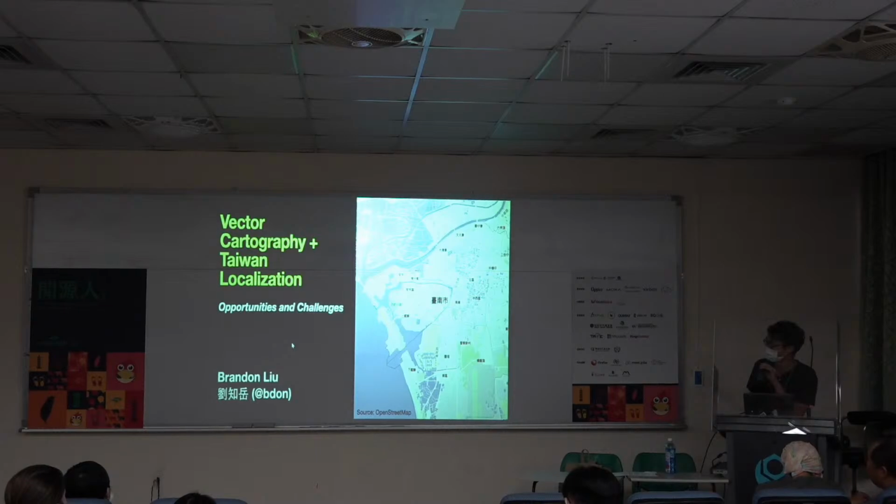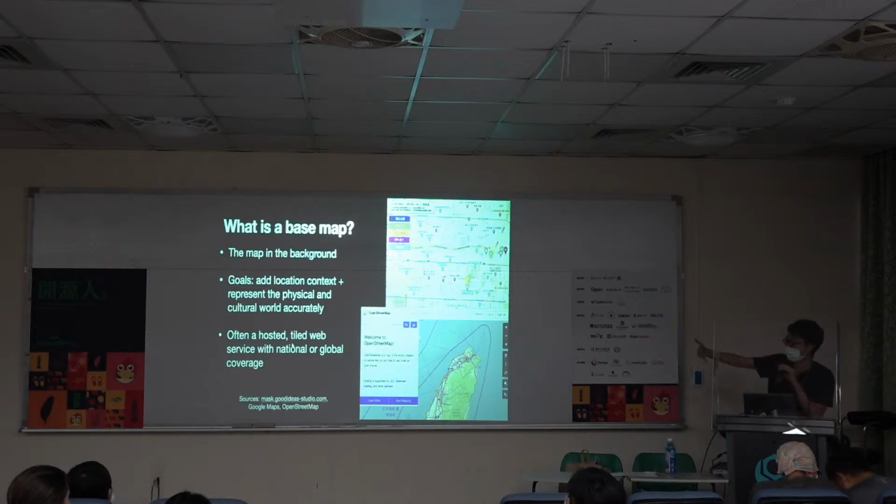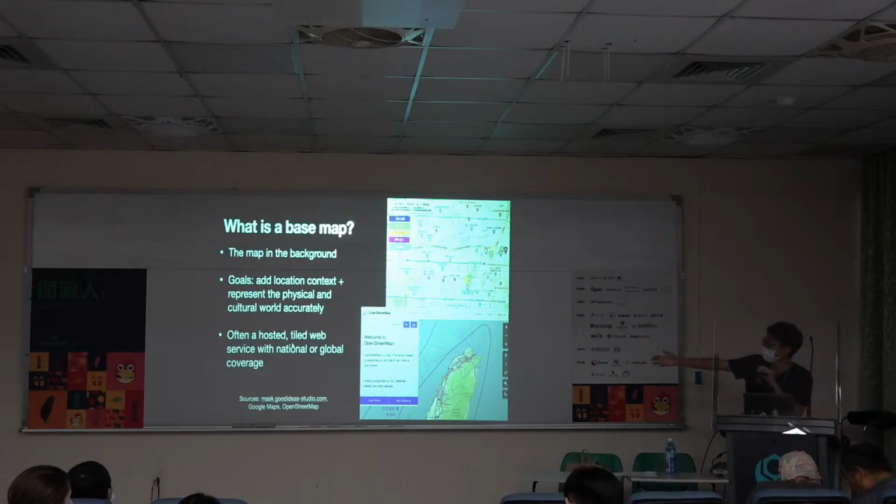We're specifically going to talk about base maps. So what is a base map? I'm just going to try to clarify. It's usually the map in the background of an application. So if anyone has seen the mask map or just OpenStreetMap, it's a map that's usually behind the data that you're showing. And its goals are usually to add some location context and also to represent the physical and cultural world accurately. And it's quite often a hosted tiled web service that has national or even global coverage.